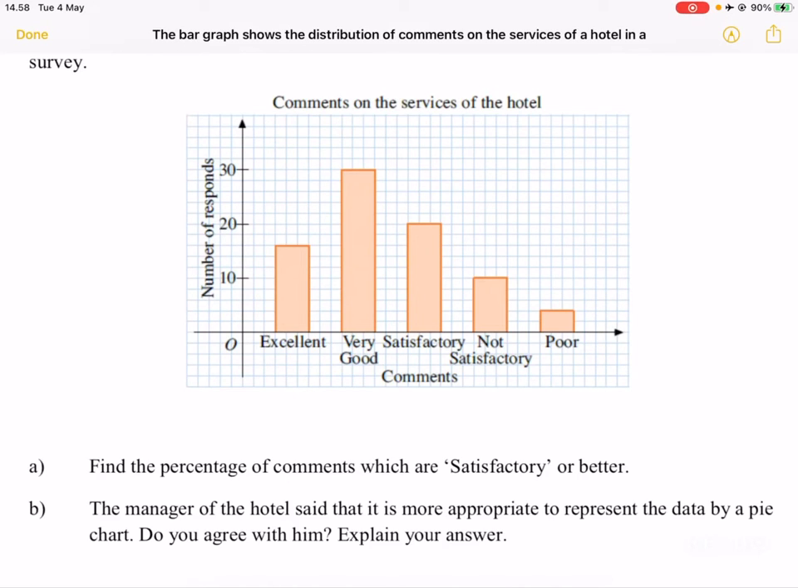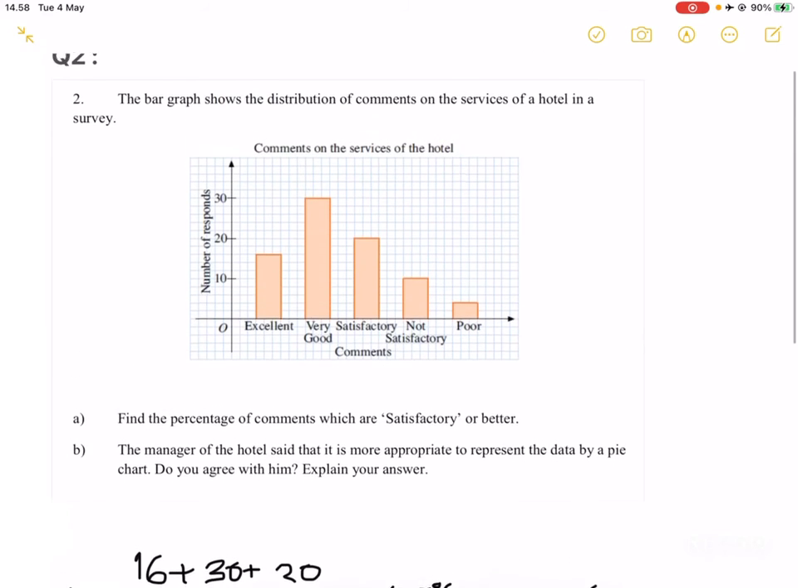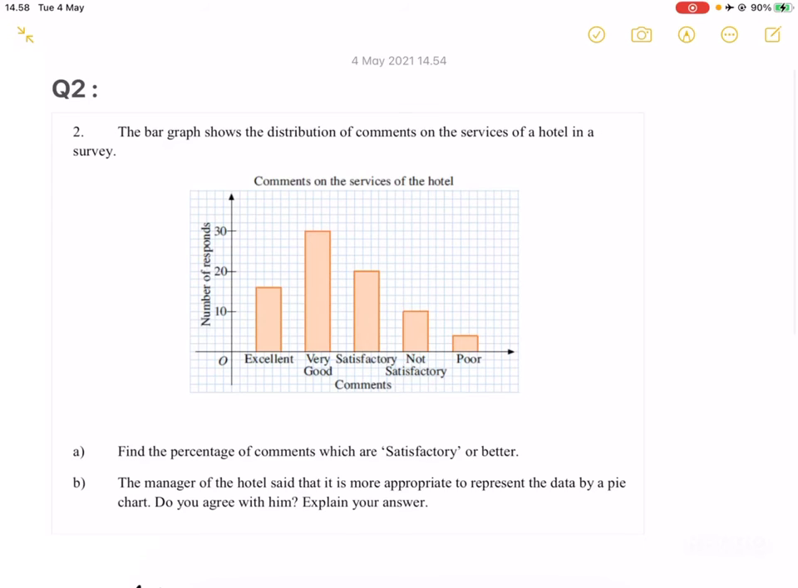And that is usually helpful for hotels because knowing the proportion of each comment, whether it is good or not, can actually improve the hotel for better services in the future. So that is a possible reason and answer. And that is question 2.